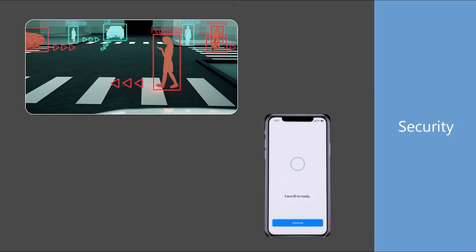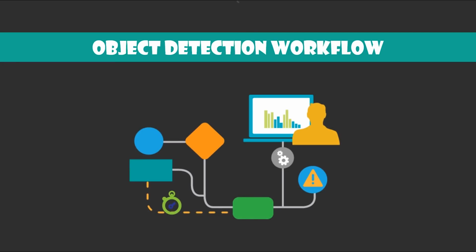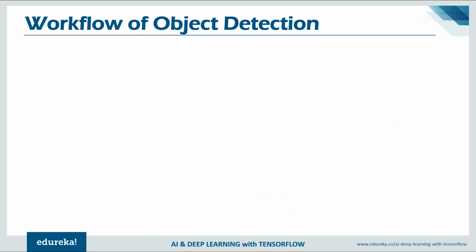Now that we have understood what are the various industrial use cases of object detection, let's have a look at the object detection workflow. Now typically there are 3 steps involved in object detection workflow.